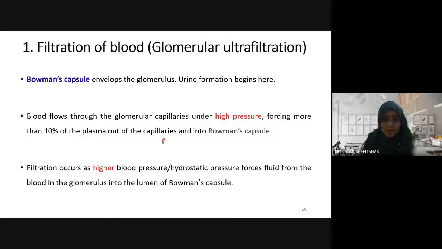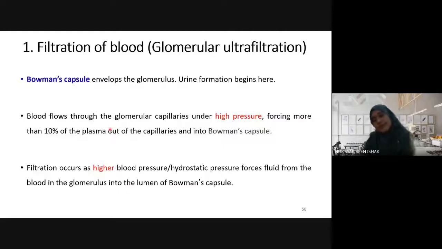Capillaries is the glomerulus, okay? So the high blood pressure in the glomerulus will cause excess fluid, excess blood plasma, that becomes the filtrate, okay, and enters into the Bowman capsule. So filtration occurs as high blood pressure or hydrostatic pressure forces fluid from the blood in the glomerulus into the lumen of the Bowman capsule.